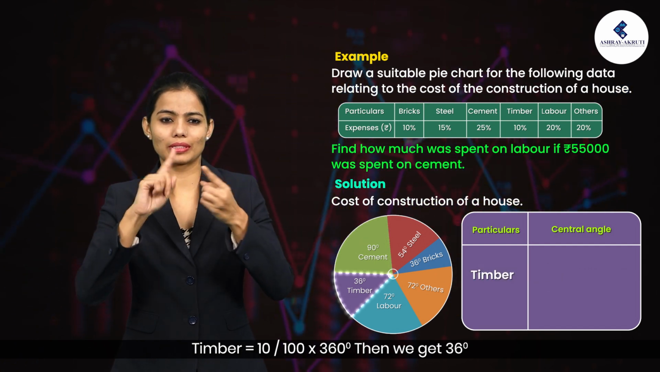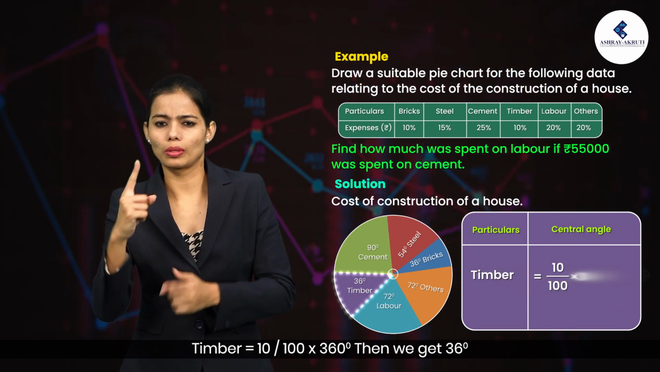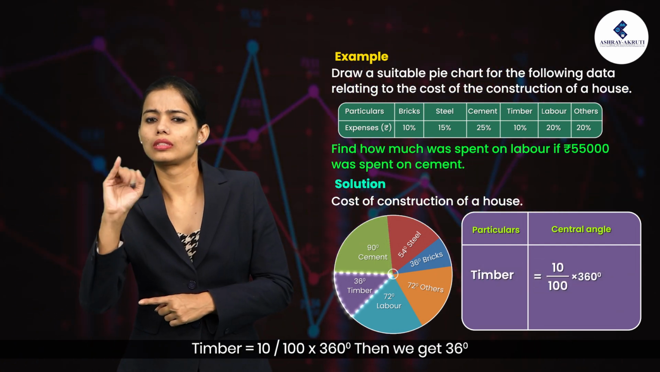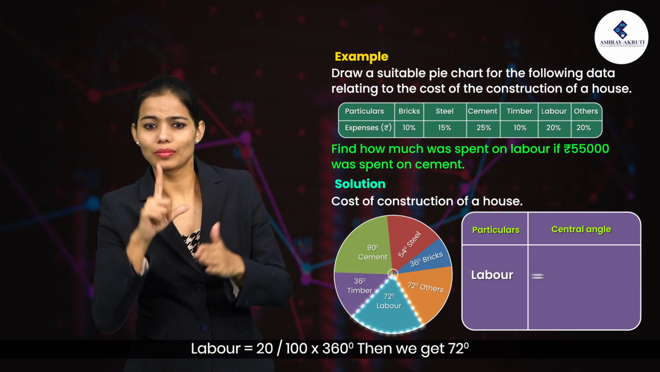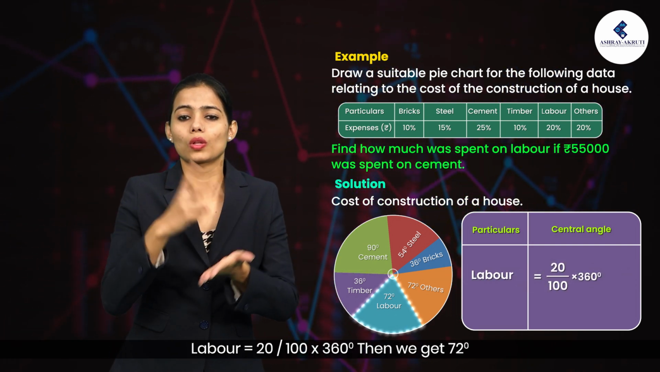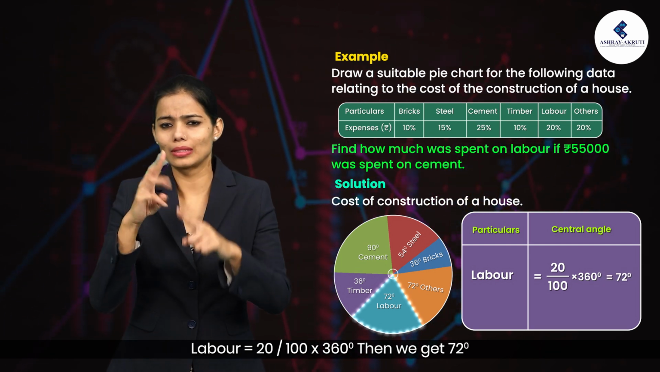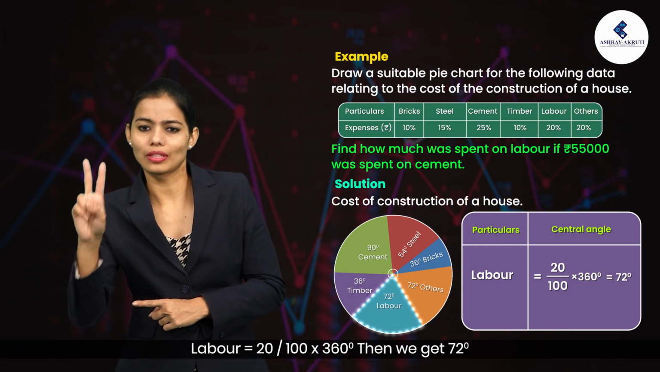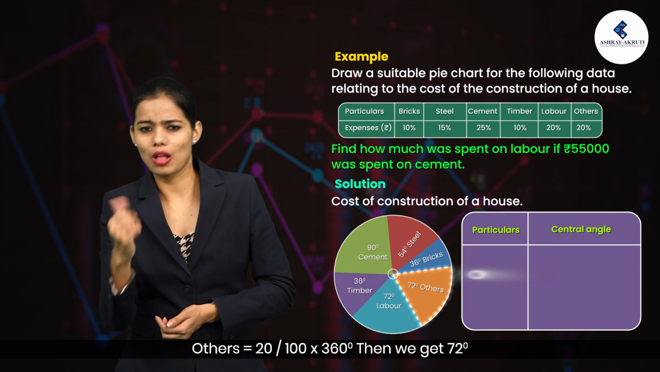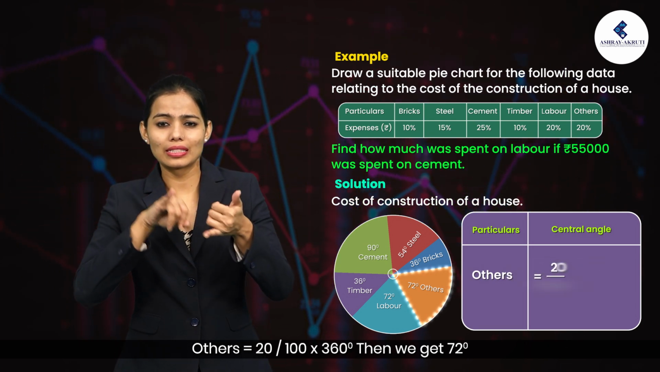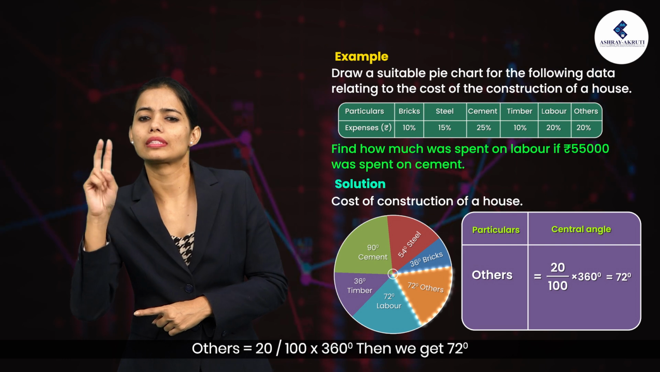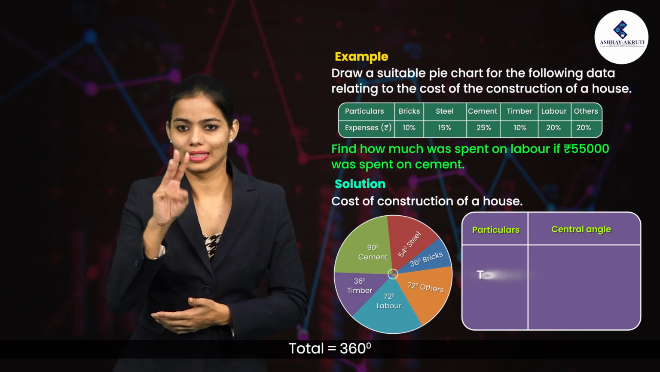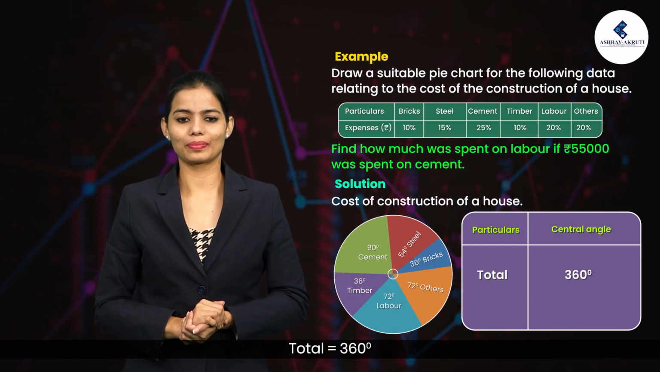Timber is equal to 10 by 100 into 360 degrees. Then we get 36 degrees. Labor is equal to 20 by 100 into 360 degrees. Then we get 72 degrees. Others is equal to 20 by 100 into 360 degrees. Then we get 72 degrees. Total is equal to 360 degrees.